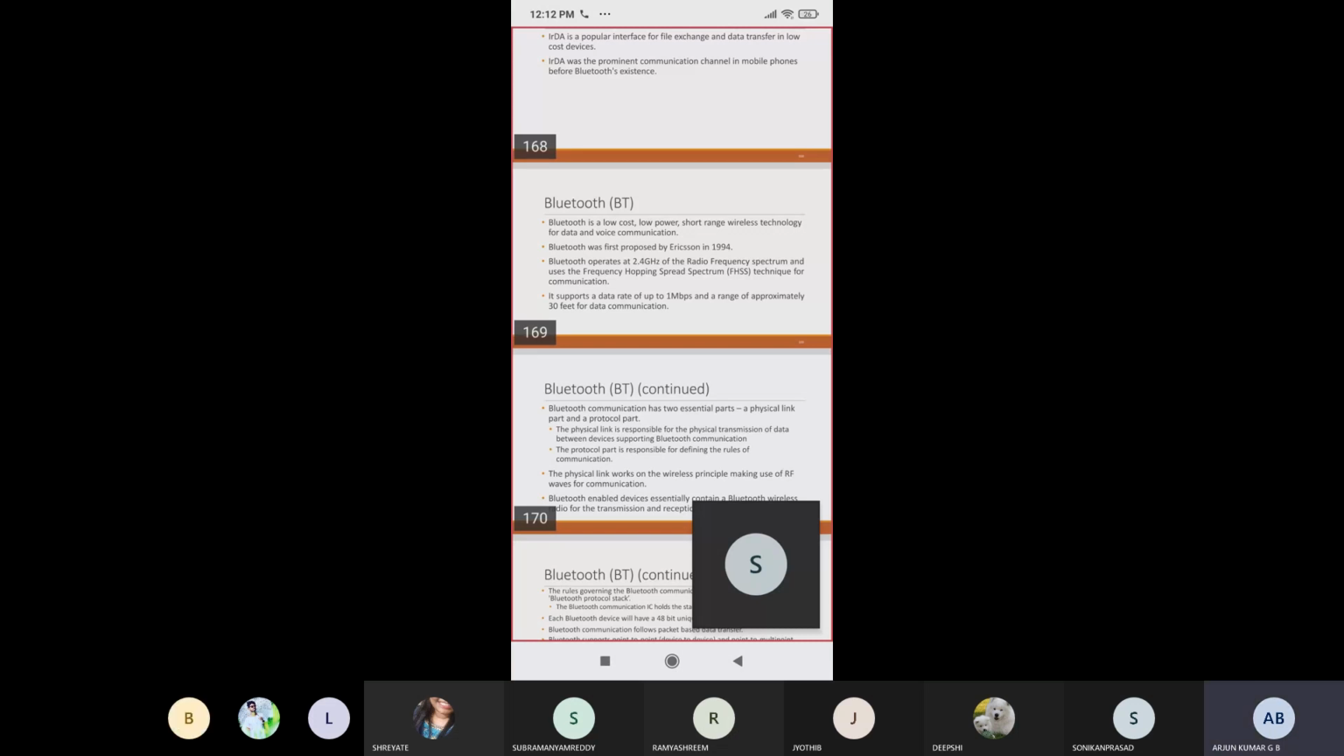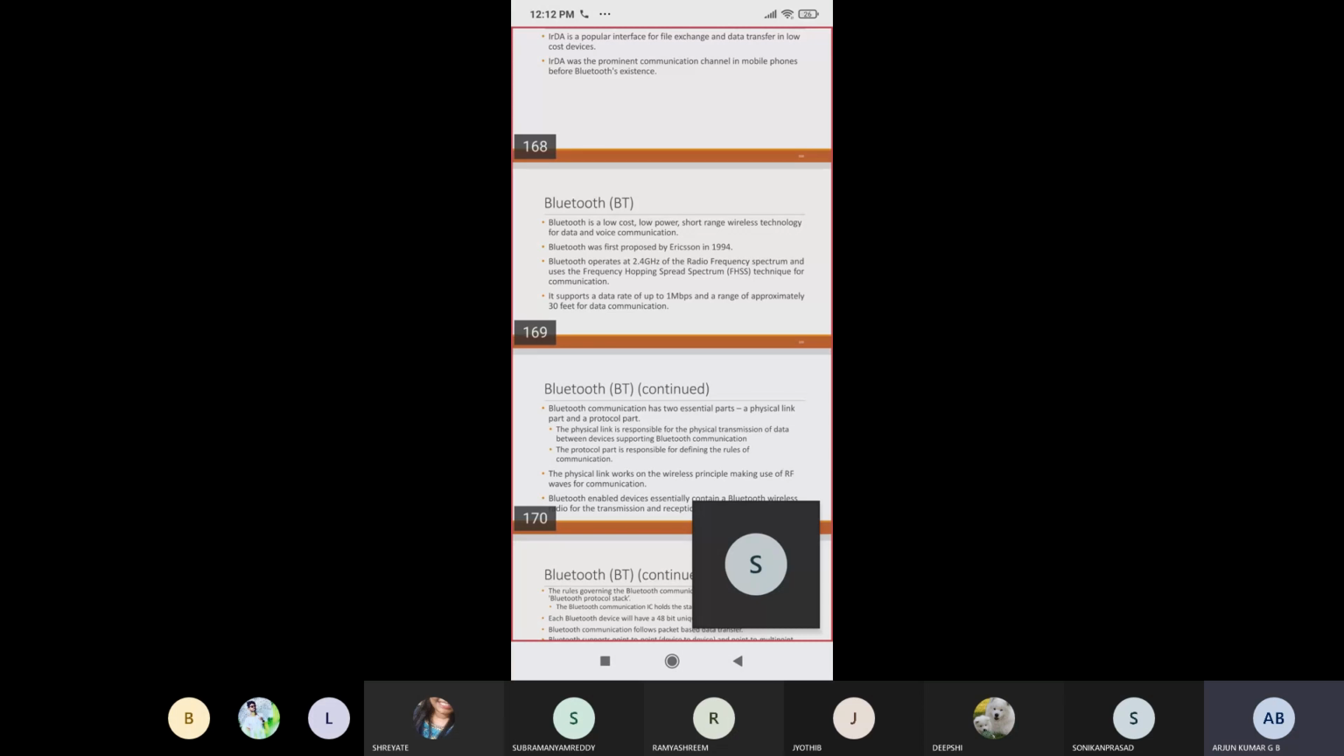Then there are two essential parts in Bluetooth. One is the protocol part, and another is the physical link. The physical link is responsible for the physical transmission of data between the devices supporting Bluetooth communication, and the protocol is responsible for defining the rules of the communication. Physical links work on the wireless principle, making an RF wave for communication, and Bluetooth-enabled devices essentially contain a Bluetooth wireless radio for the transmission and reception of data.